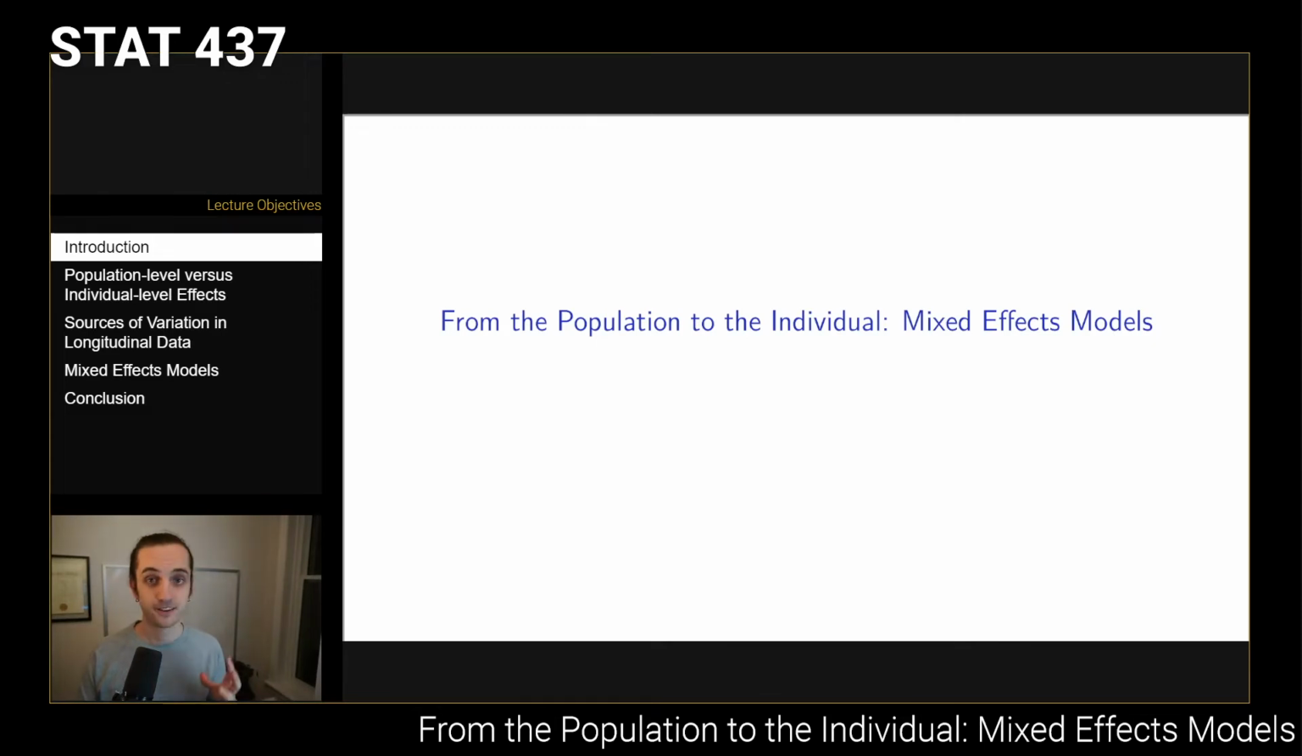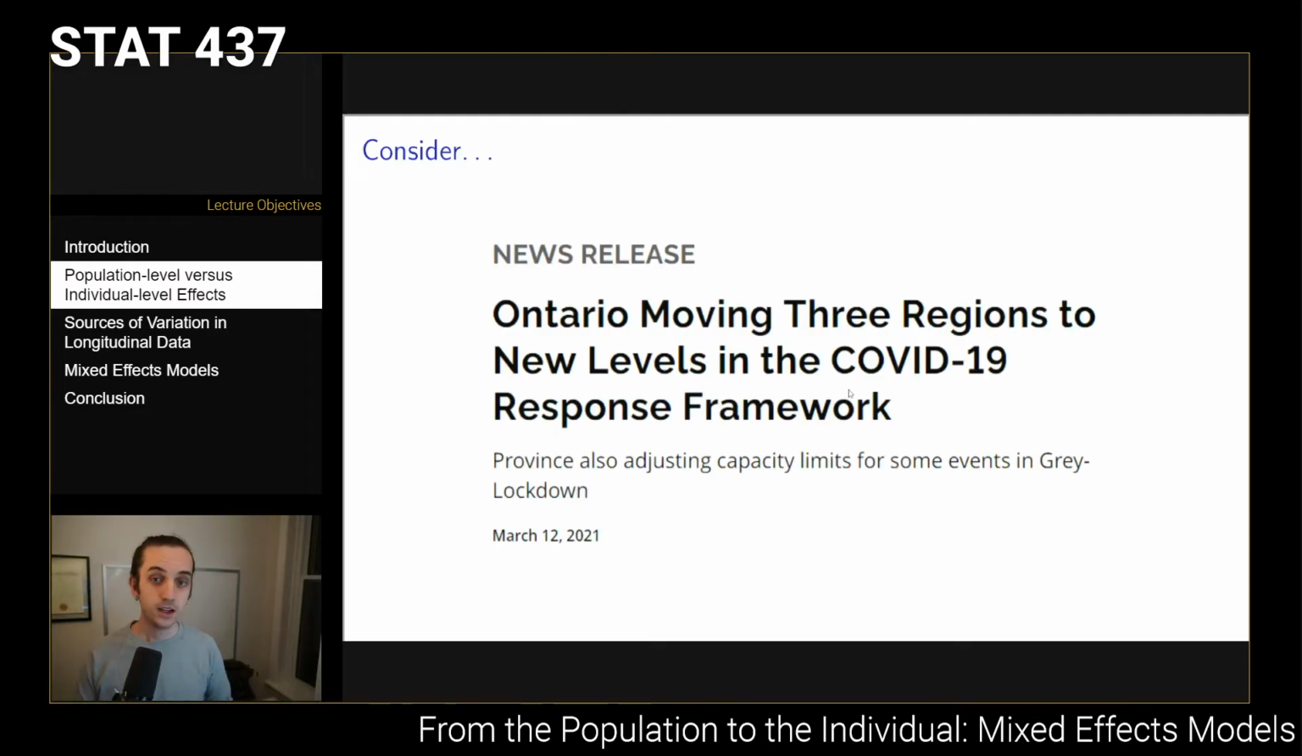So we're moving from population to the individual. As a motivating example, consider this news release headline from March of last year. It says, Ontario is moving 3 regions to new levels in the COVID-19 response framework. If you watched all of the example videos that I've put out, you know that we modeled the positivity rates of COVID-19 in the different public health units within Ontario. But with those marginal models, we had to characterize the individual public health units based on their size, or at least that's the way that we did it.